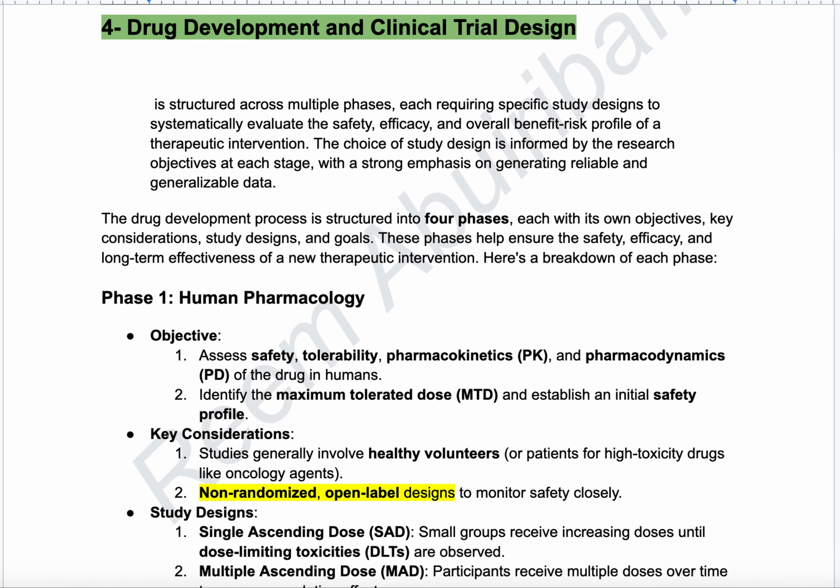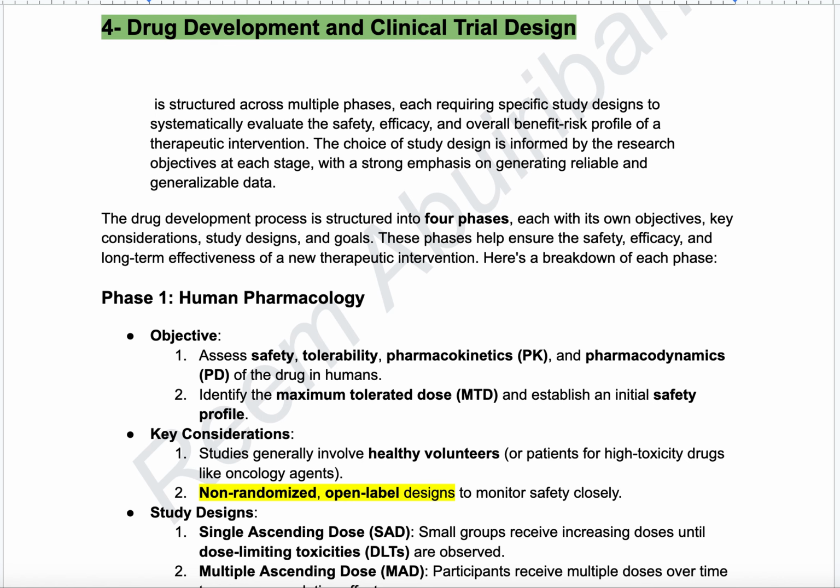It is structured across multiple phases, each requiring specific study designs to systematically evaluate the safety, efficacy, and overall benefit-risk profile of a therapeutic intervention. So each phase requires a specific study design, and we can notice that through the discussion, just to evaluate the safety, efficacy, and overall benefit-risk profile of therapeutic intervention.